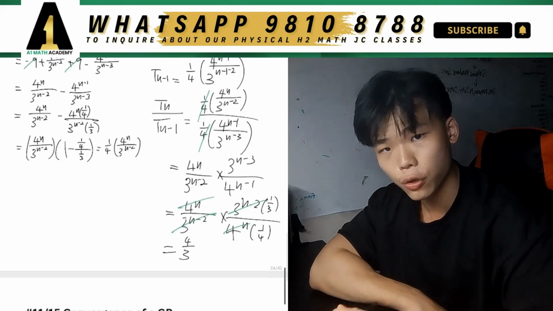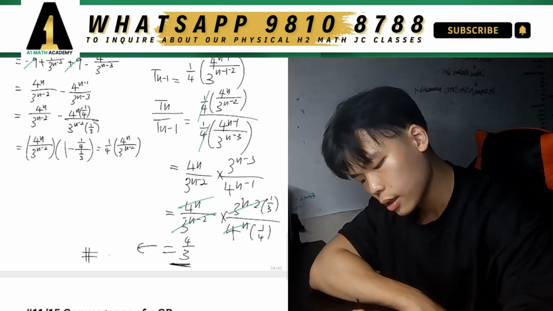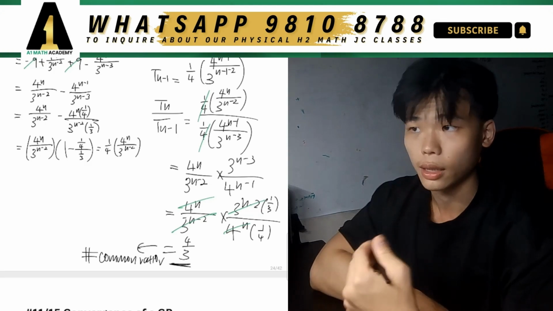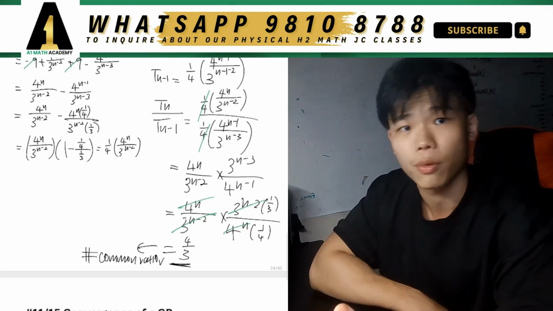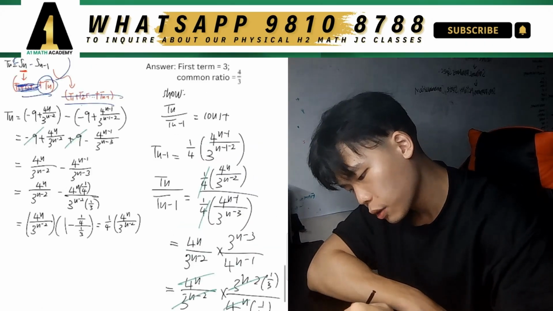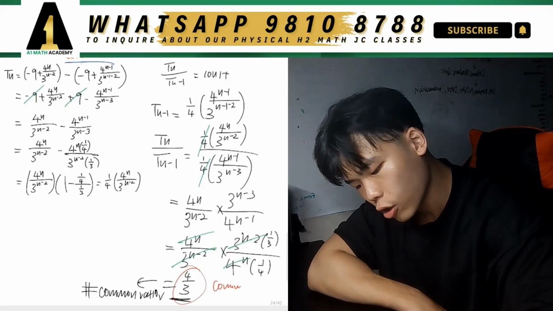So this 4 over 3 over here is a constant independent of n, which is also the common ratio r. In case you didn't know that, because we are taking two consecutive terms dividing away from each other, the result is just the constant r. So over here we can say that, what's the question asking? The first term and the common ratio. So this one is the common ratio.